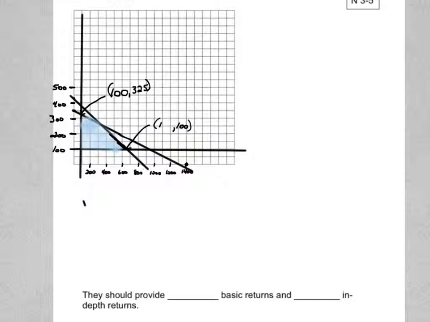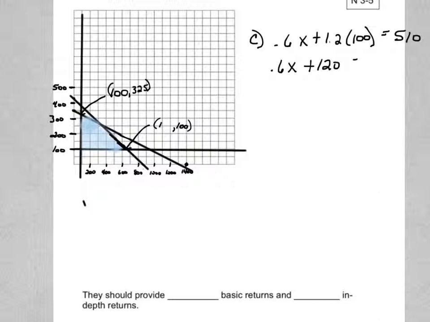Using equation C, if we have 100 in the y direction, we know that from the line we have 0.6x plus 1.2 times 100 equals 510. 0.6x plus 120 equals 510. 0.6x equals 390, and so x equals 650. Now again, you could put those in and get an intersection if you want to use your calculator, but that's 650 right there.